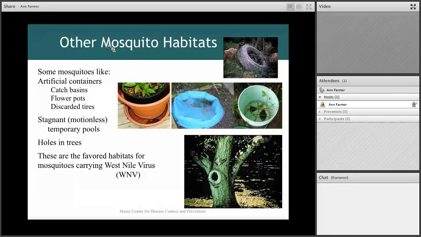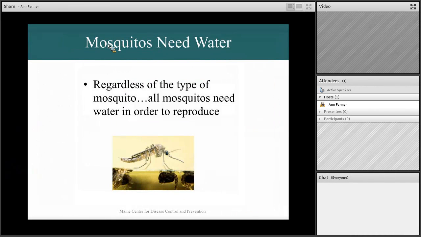They like stagnant, motionless, temporary pools, and this is important for mosquitoes because they lay eggs in this water, and the larvae stay at the surface of the water in order to breathe. If the larvae can't remain at the top to breathe, such as in moving water, they are going to die. This could also include natural reservoirs such as holes in trees. The most common mosquito in Maine that carries West Nile virus is called Culex pipiens.